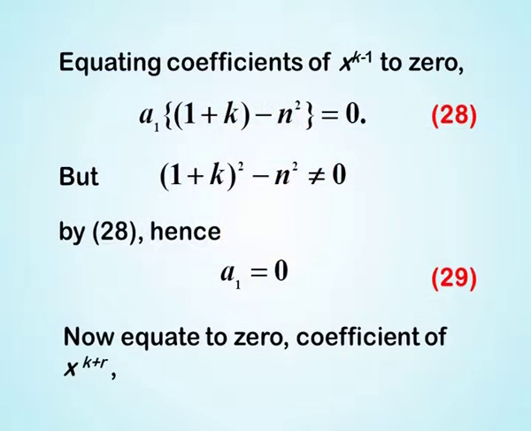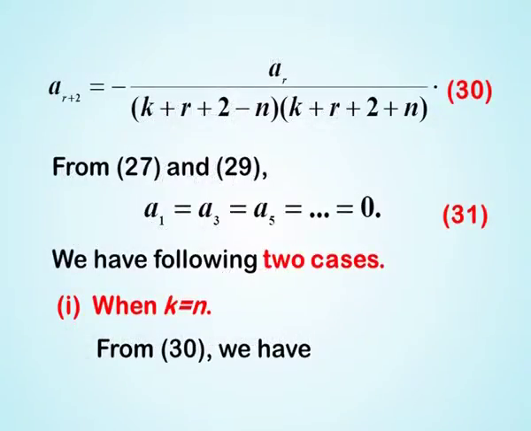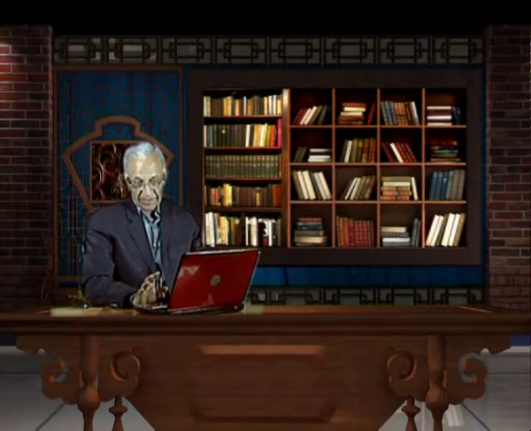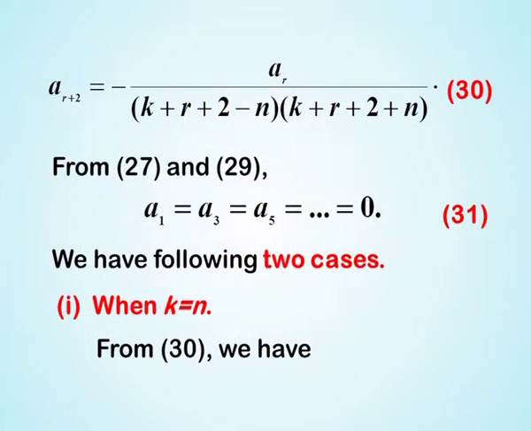Now equate to 0 the coefficients of x to the power k plus r. We get this a(r+2), which is almost the same as what we had in the Lysander's. We have them as ar. Now, as you see in equation 31, all odd constants a1, a3, a5, a7, everything becomes equal to 0. We will be discussing two cases. These two cases are similar to what we discussed in Lysander solutions or Lysander functions that we defined. The one is when k is equal to n. The second we will be dealing with when k is equal to minus n.